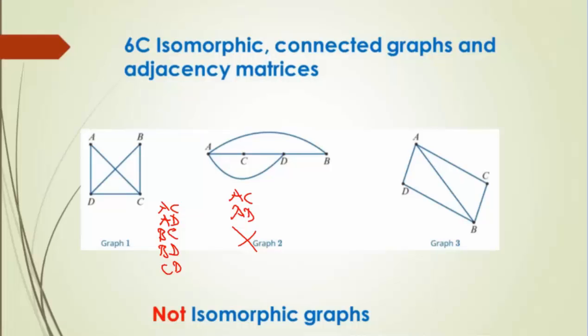Have a look at graph 3 and start listing its connections. Yes, AC, yes, AD, yes, BC, yes, there is a BD, but no CD. So no, they are not isomorphic, graph 1 and graph 2 and graph 3.